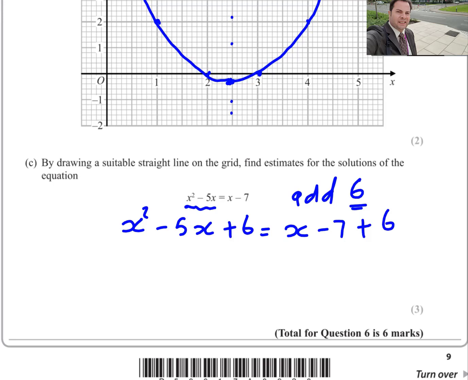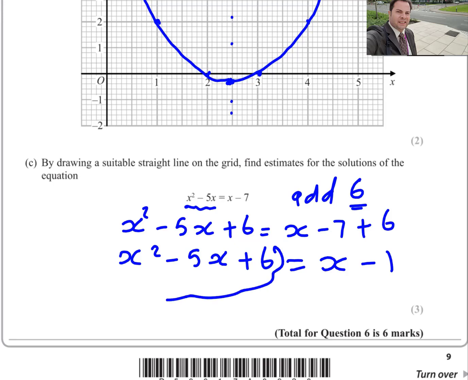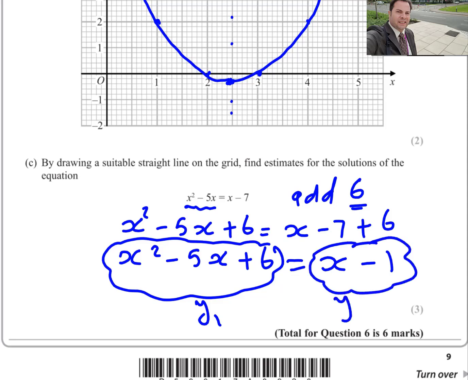If you simplify, it will be x squared minus 5x plus 6. This is the first function. Simplify the right side, it will be x minus 1. To solve this equation graphically, name the left hand side as function y1 and the right side as another function y2. You have to sketch both. The first one is already done, so you have to draw the straight line y equals x minus 1.